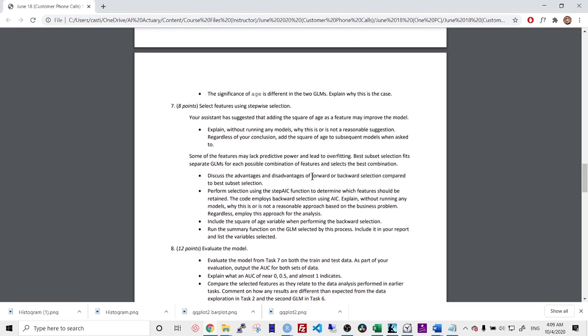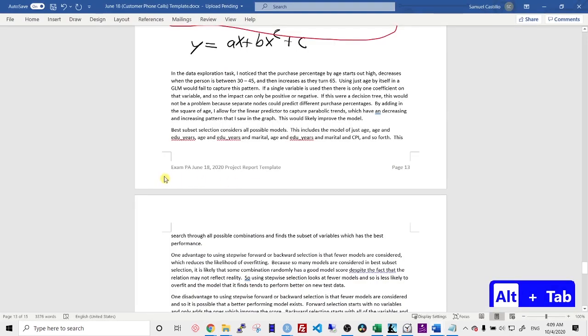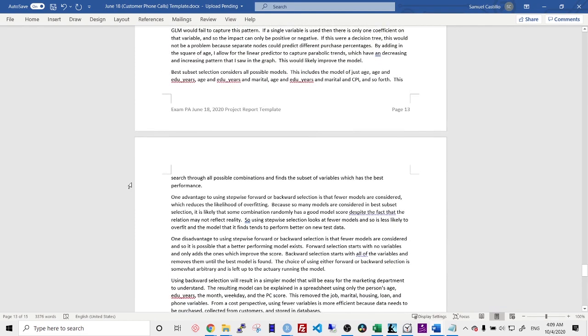Discuss the advantages and disadvantages of forward or backward selection compared to best subsets. So this is really just asking for your knowledge of the definition. Best subset selection is when you consider all possible models. This includes the model of just age and EDU years, age and EDU years and marital, age and EDU years and marital and CPI, and so forth. This searches through all possible combinations of subsets of variables to find which has the best performance.